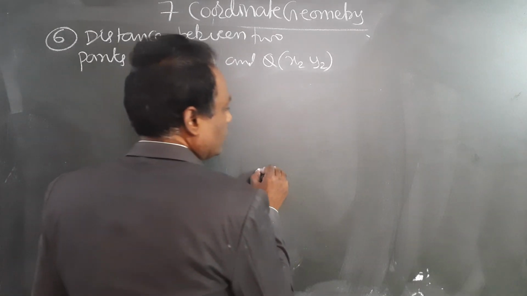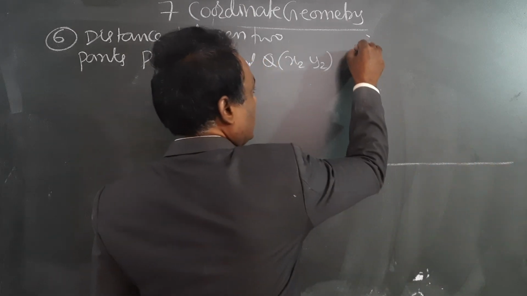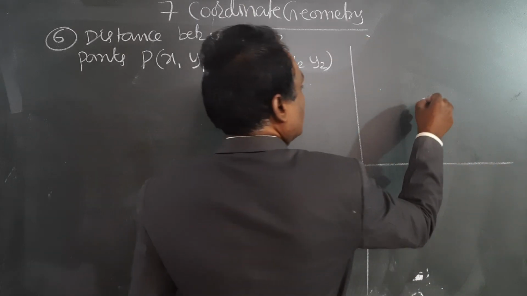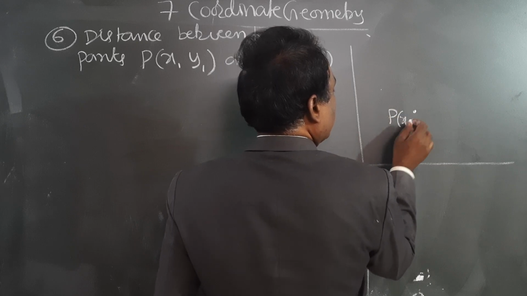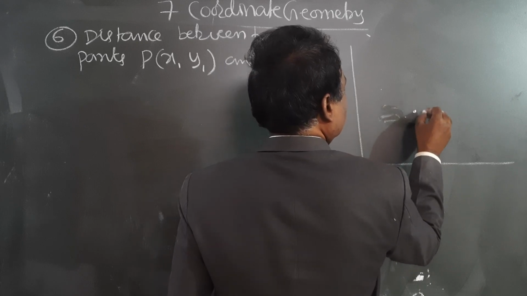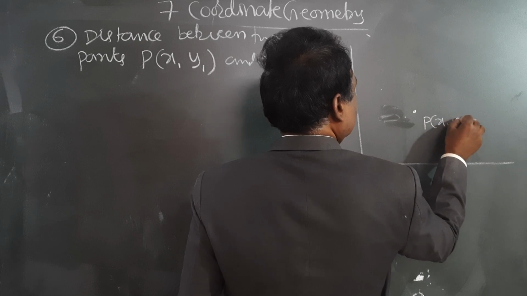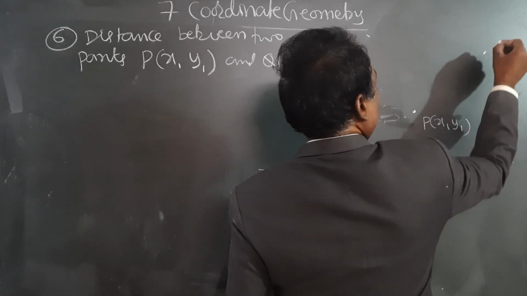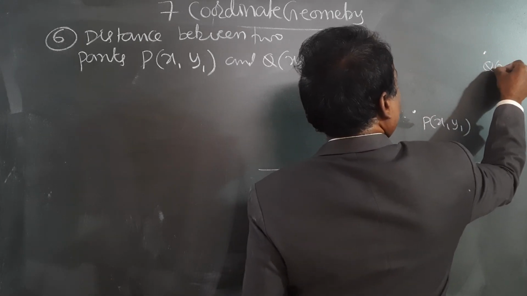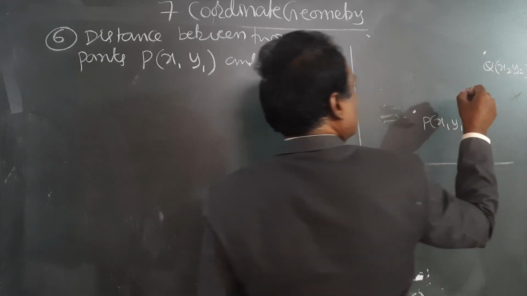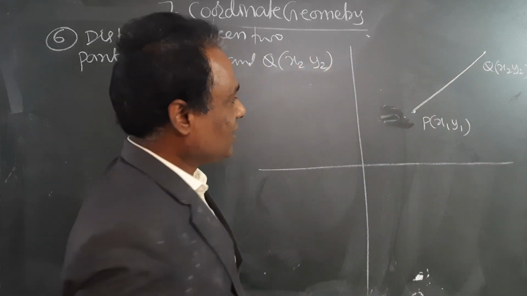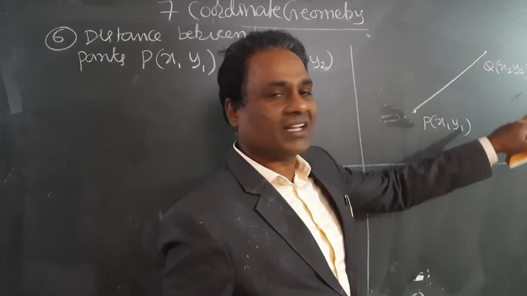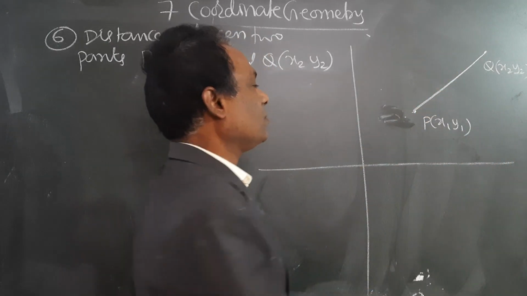See here students, this is x-axis, this is y-axis. Say this is the point P, with coordinates x1 comma y1. Next Q, x2, y2. The question is, what is this distance? If the coordinates of this point and this point are known, what is the distance between the 2 points?